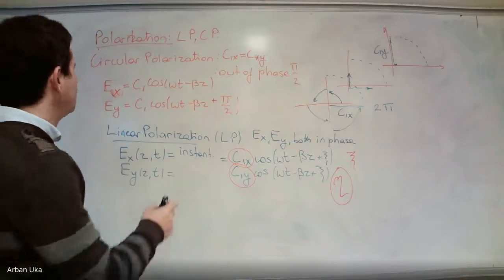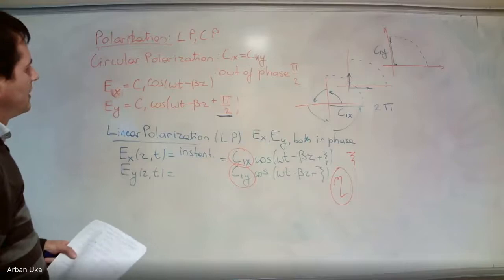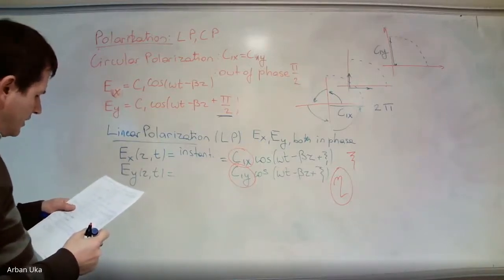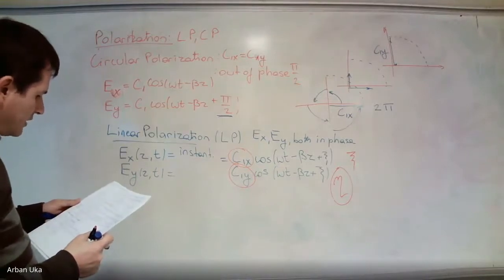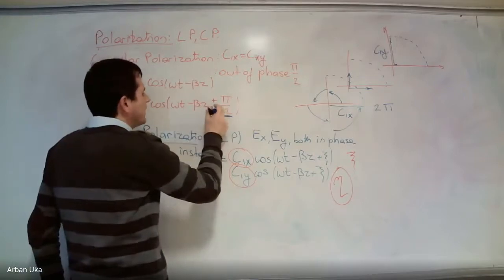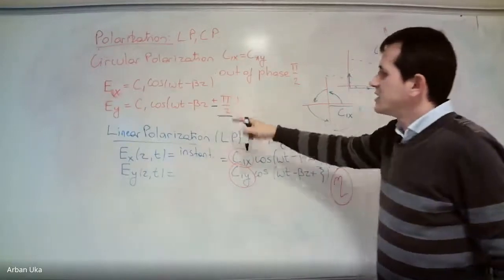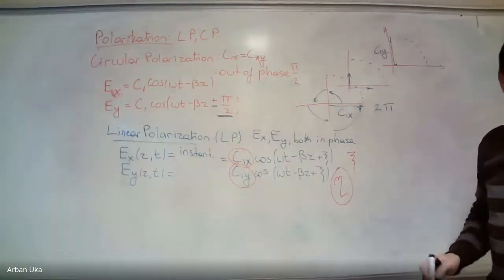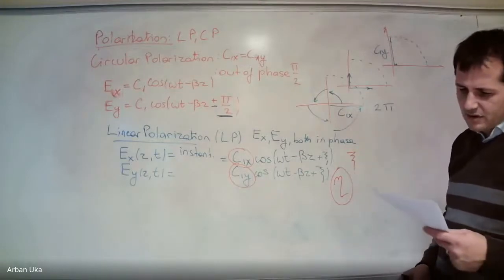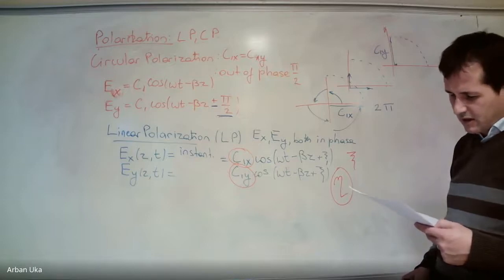Here we notice that we have this delay in phase between these two components. But now, there is also one little trick here. This can be plus pi over 2. It can also be minus pi over 2. So it doesn't matter. But what the plus and the minus sign would change is that we would have a right hand circularly polarized light, or a left hand circularly polarized light.